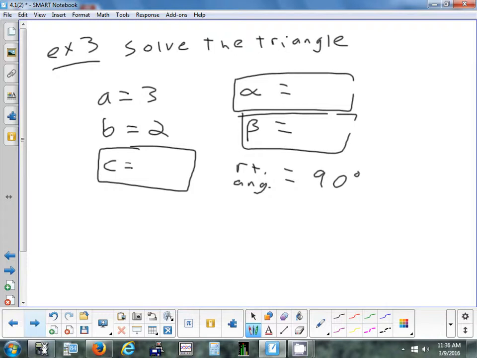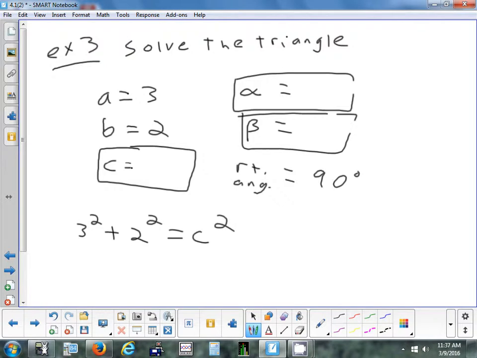But we can get c, and we can do something this time that I wasn't okay with last time. I'm okay with the Pythagorean theorem this time. How come? Because they gave me everything I'm going to plug in. If I use the Pythagorean theorem, I'm not using anything that I calculated. Just 3 squared plus 2 squared equals c squared.